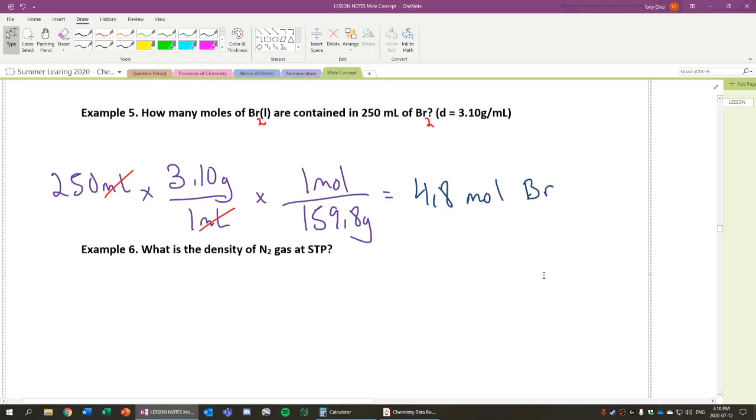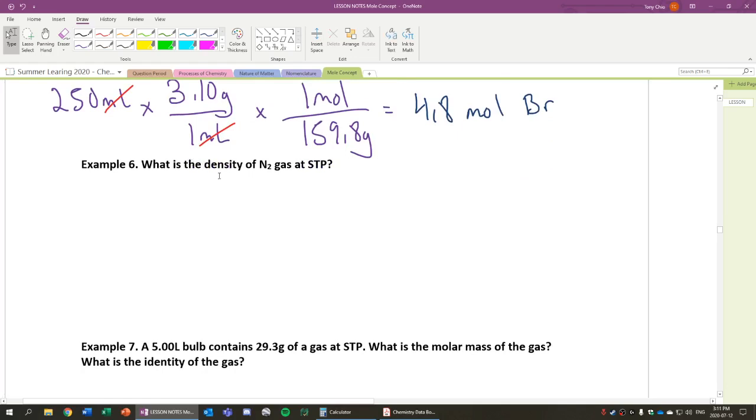Okay, let's look at our next example. What is the density of nitrogen gas at STP? So we're trying to find density. We know that density is equal to mass over volume. Do we have the mass of nitrogen gas? No, we don't. Do we have the volume of nitrogen gas? We actually do. We know it's at STP, so we know STP is 22.7 liters per mole.